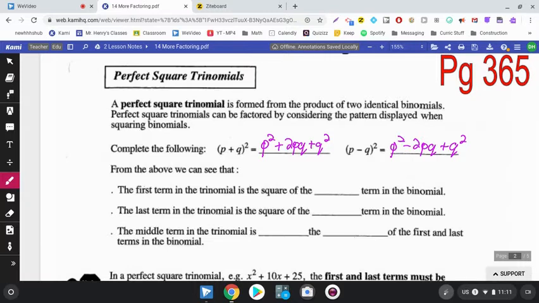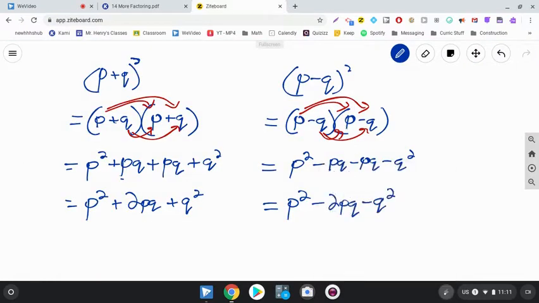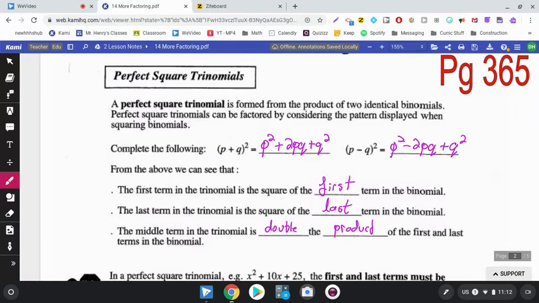So I could say the first term is the square of the first term in the binomial. The last term is the square of the last term, or second term. And the middle one is twice, or double, the product of those 2 terms. I had the pq one time, and then I had the pq a second time. pq once, pq twice. So it's double the product of the first and last terms. Okay? And that's really important.